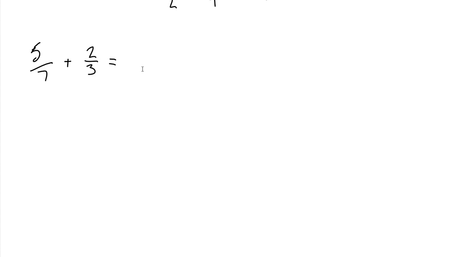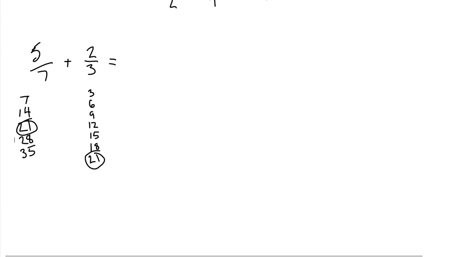To do that, I'm going to just list 7, 14, 21, 28, 35. And these are some multiples of 7. And then over here, I need to go 3, 6, 9, 12, 15. I still don't have anything. I'm going to keep going. 18, 21. Hey, look at that. We get to a number that appears in both lists.